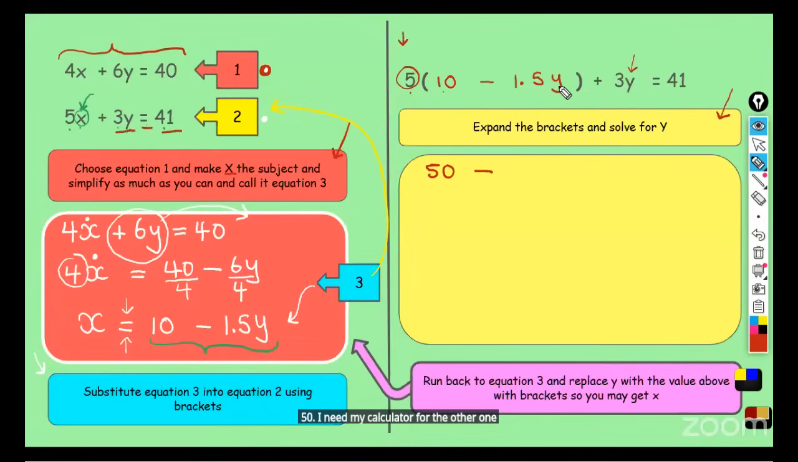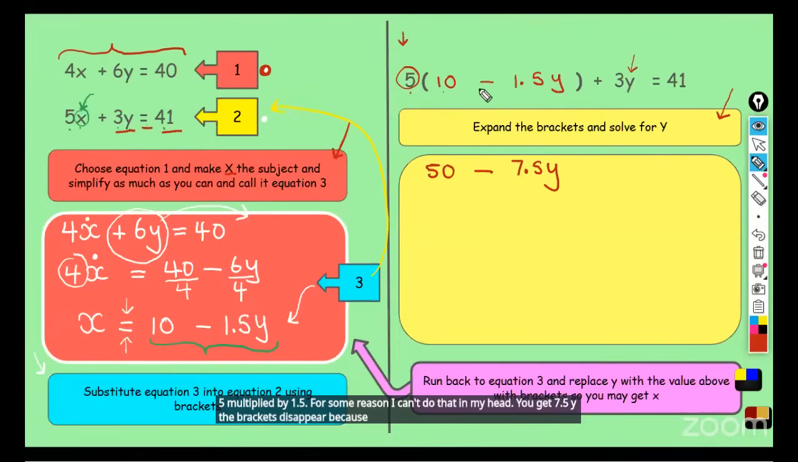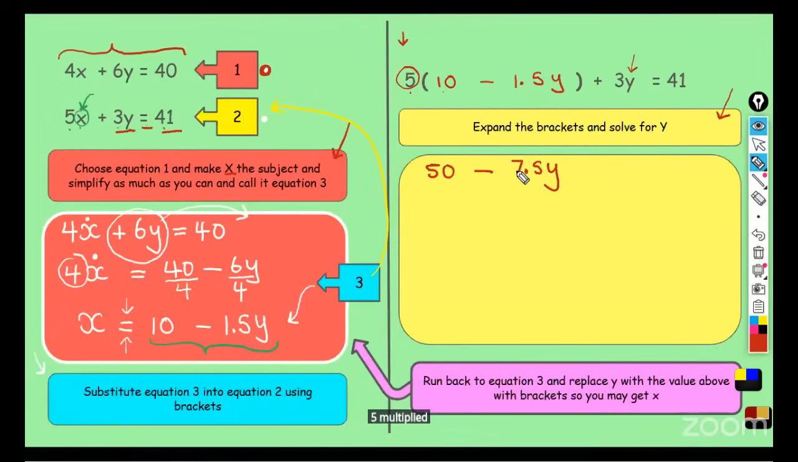5 multiplied by 1.5. For some reason, I can't do that in my head. You get 7.5y. The brackets disappear because we multiplied everyone inside here by 5. Once again, 5 by 10 is 50. 5 multiplied by 1.5 is 7.5. Don't forget to put back your minus sign and your y. Now write back the positive 3y and the 41. Everyone take them up to there.